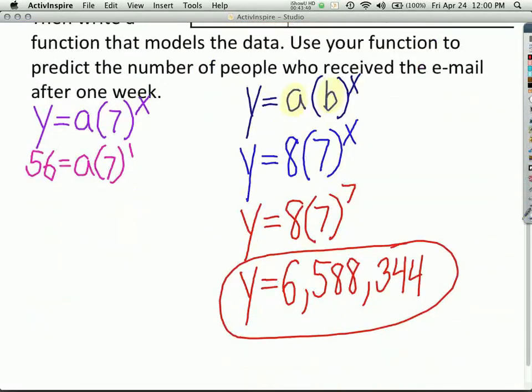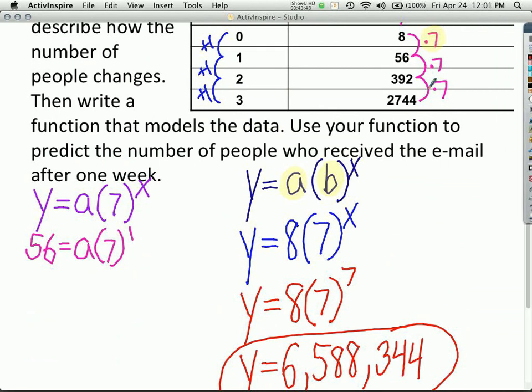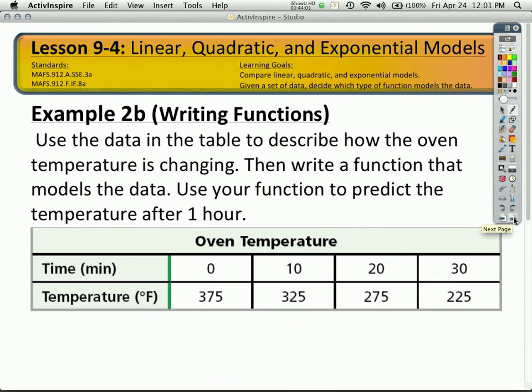So, any questions on how we analyzed the data? We analyzed it, figured out what kind of function would work, took the model, found the pieces that fit in, then used the model to get a result. Any questions? All right? We're doing one more together, and then you're going to be on your own.